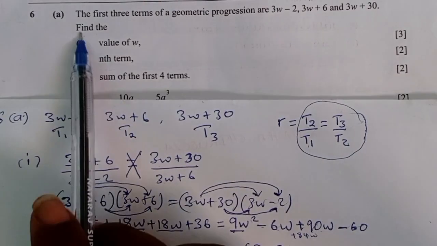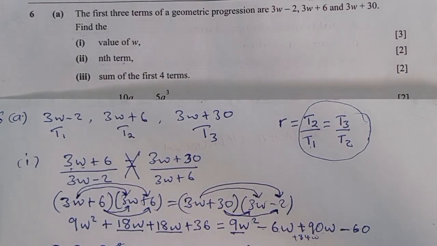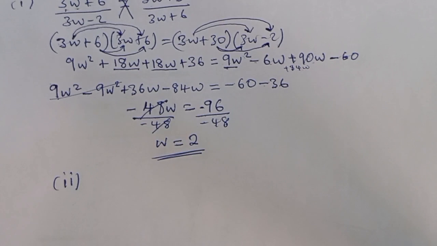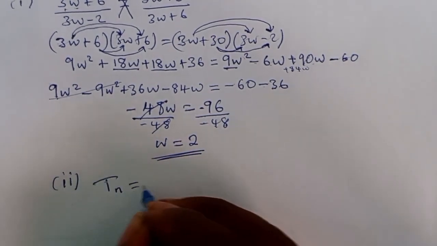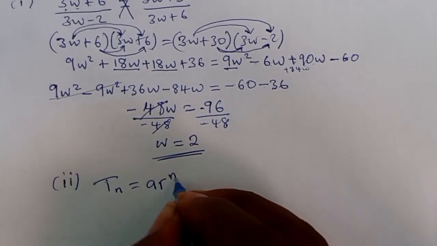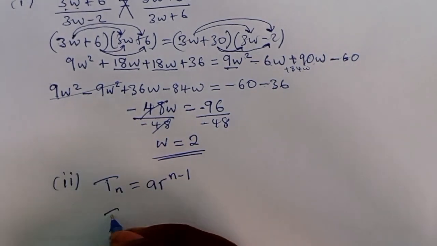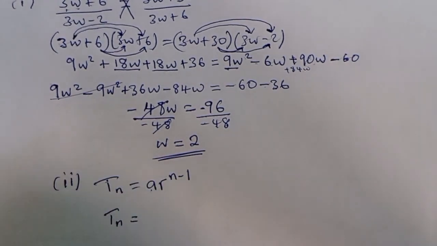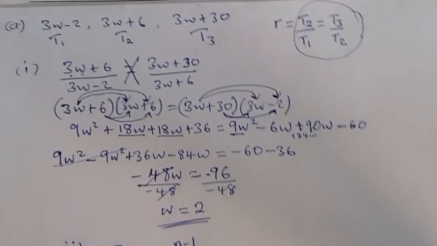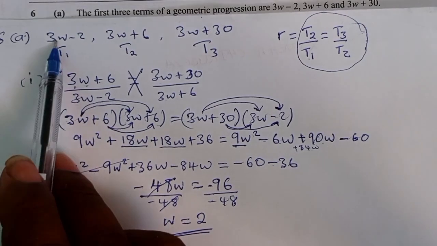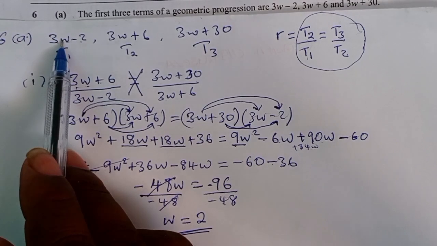So second question, find the nth term. So for us to find the nth term, we say nth term is equal to a r to the n minus 1. So nth term is equal to, do we have a, which is the first term? So the first term we have, it is 3w minus 2. So we have the value of w.